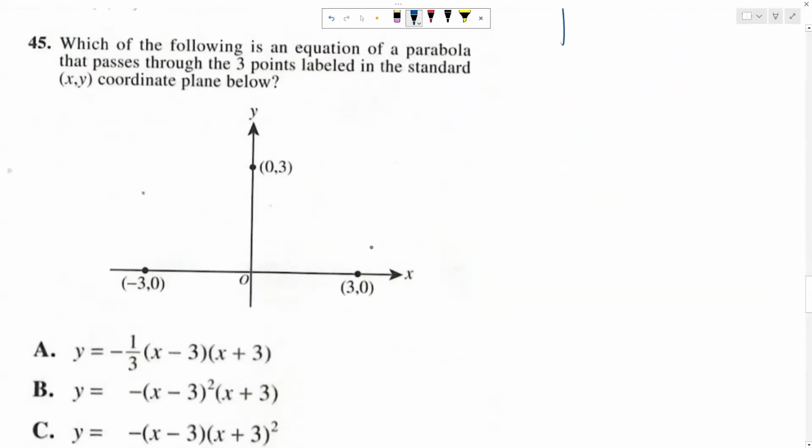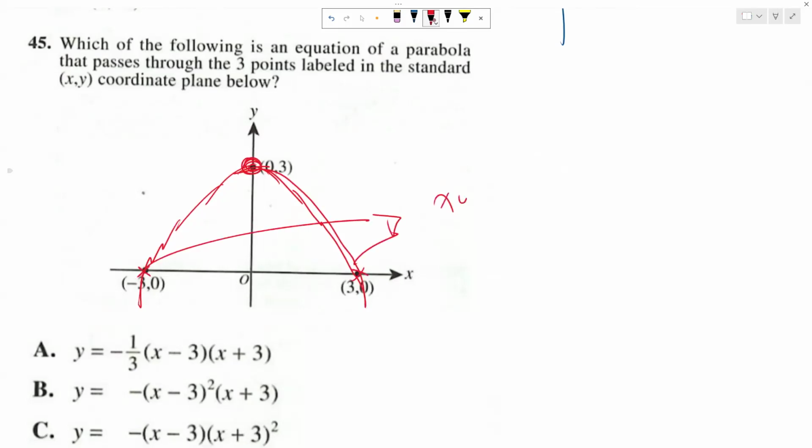You're told that this is a parabola. There's a parabola that passes through these 3 points. I mean, the parabola basically looks like this. And clearly the vertex of the parabola would be this. And you have these two. These two are called the x-intercepts. Or they could also be called the roots of the function, or the zeros of the function, or the solutions of the function, or the x values of the function. All of these are the same thing.